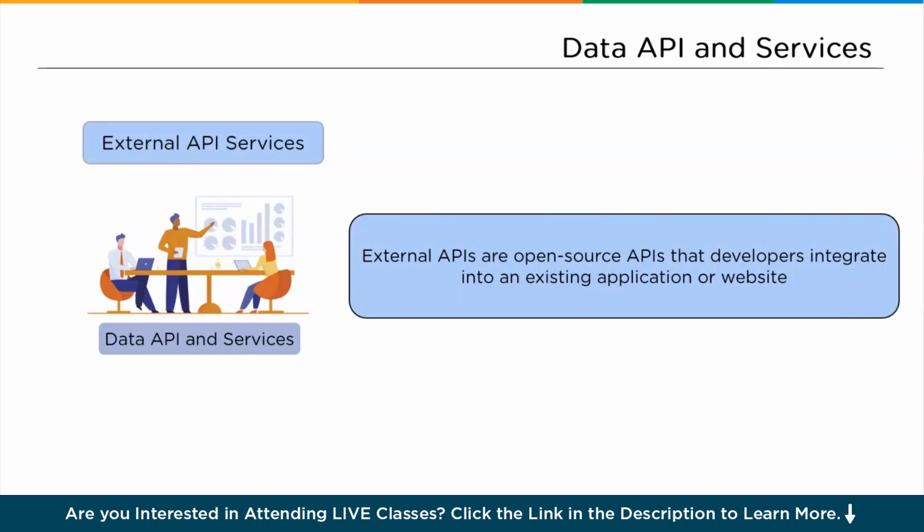External APIs are open source APIs that developers integrate into existing applications or websites. So internal APIs are something similar to private APIs, and external APIs are something similar to public APIs. Next, we have the CRUD operations.